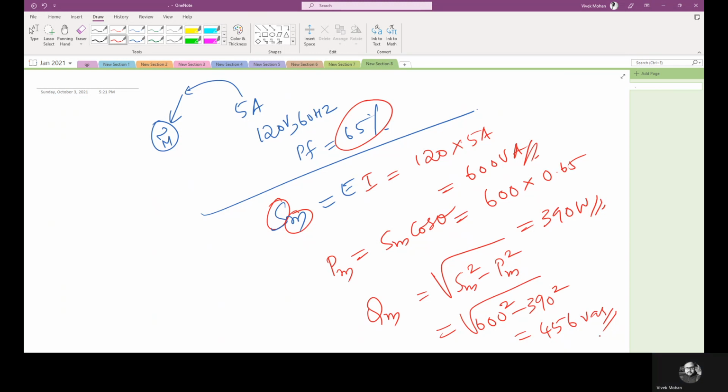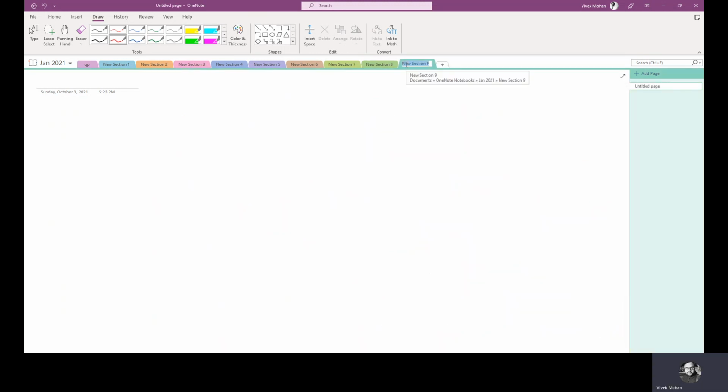Now I'm going one step ahead with the concept of the power triangle. We will explain the concept of the power triangle using a problem directly. I'll use a problem to explain the concept of the power triangle.